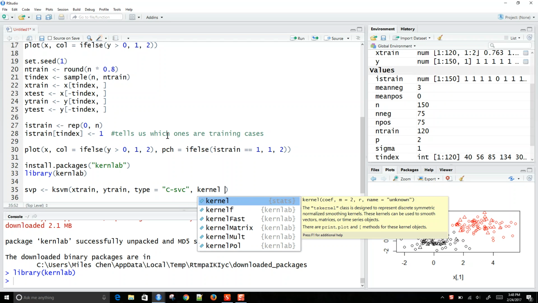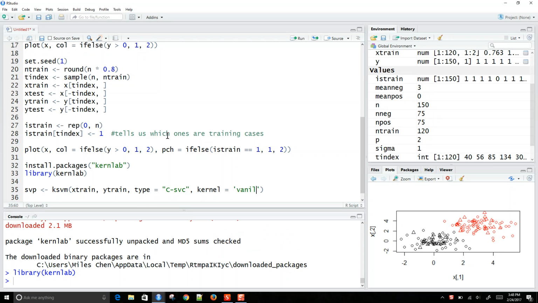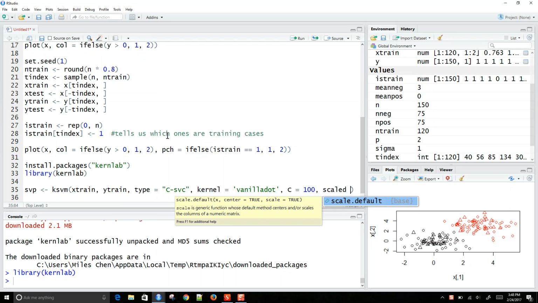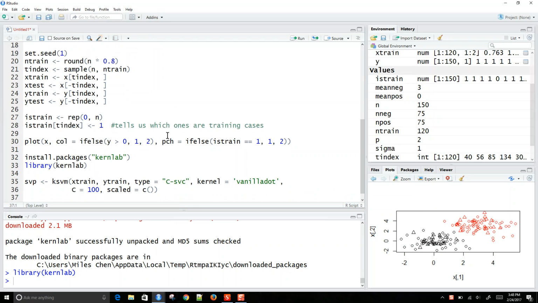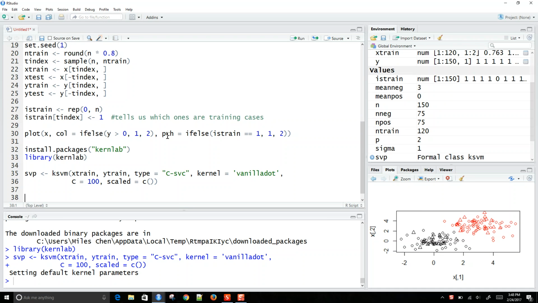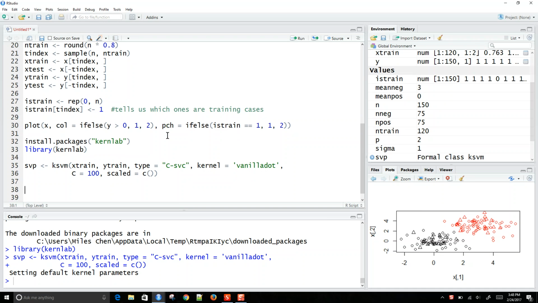Kernel will be, so we can look at what all of these things mean. Our kernel is the vanilladot kernel, and so these are all of the options I'm running here. Okay, so I'm going to just run this, okay, and then it's done here, all right?